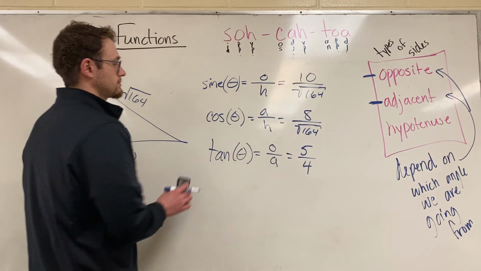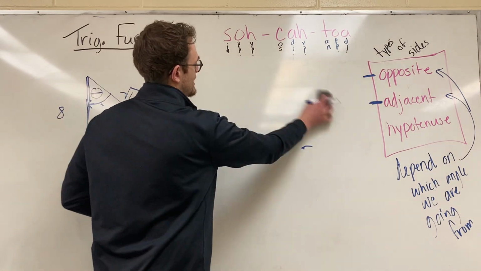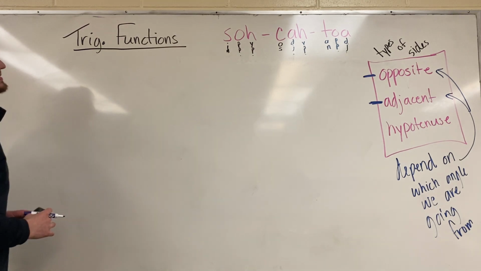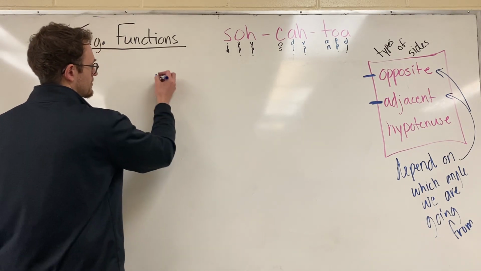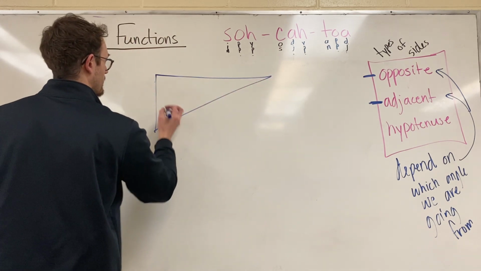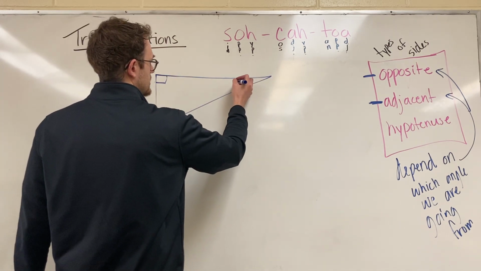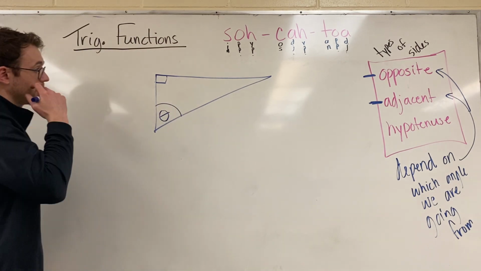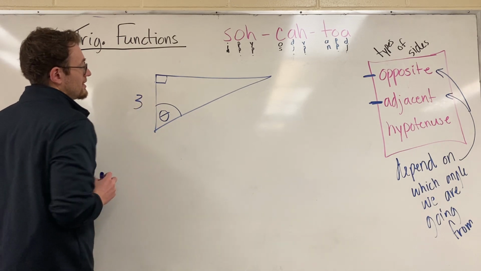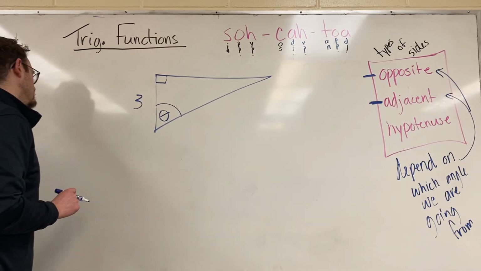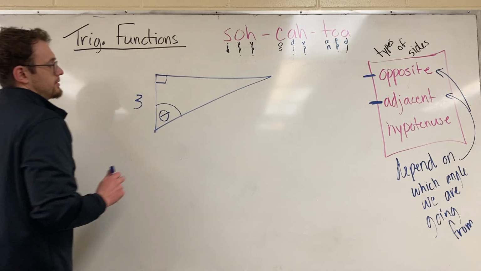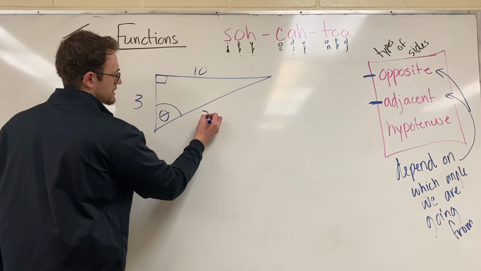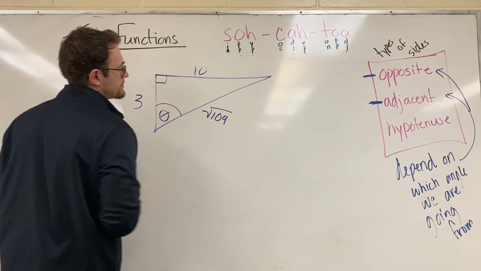All right. One last example, and we're gonna call it good. Let's do an upside down triangle. Let's call this 3 and 3. I don't know off the top of my head. I'm just gonna use 10. It's easy to work with. That ends up being the square root of 109.